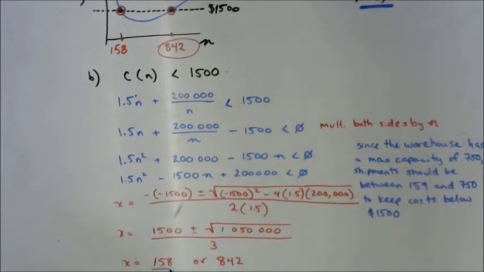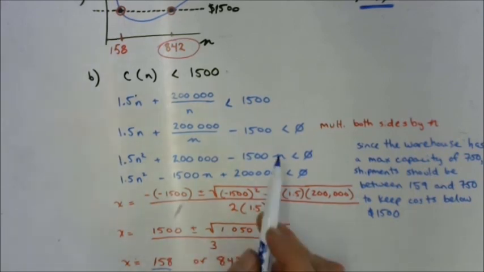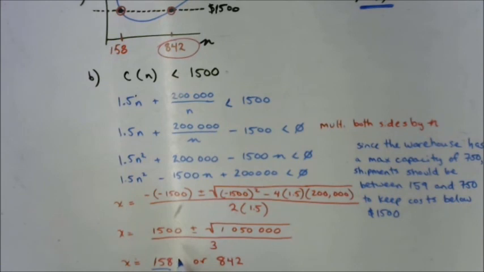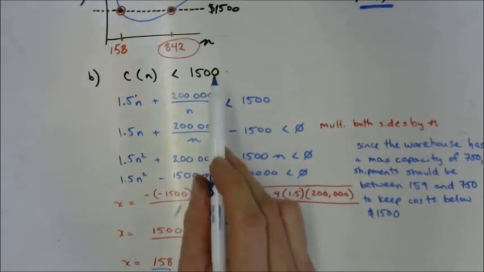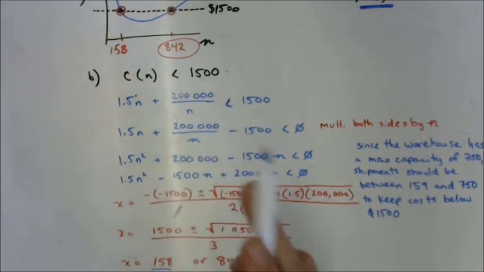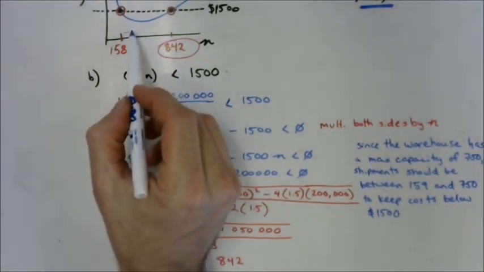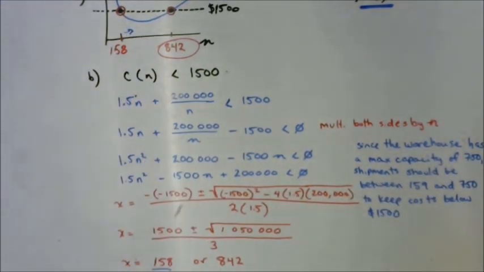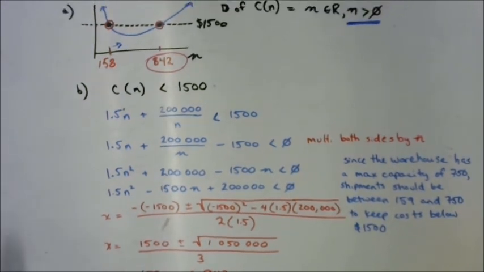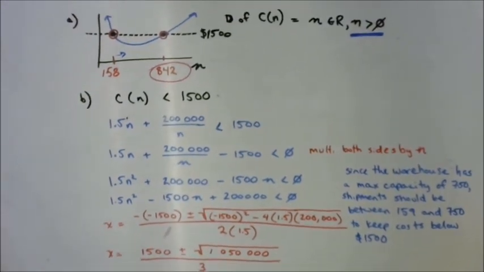Why not 158? Because that's where it will equal zero, but we want to be below zero. So 158 is where the cost will equal 1500. We want where the cost will be below 1500. So we have to go one more this way. You could say 158.1, but I don't think you can get 1/10 of a computer in a shipment.